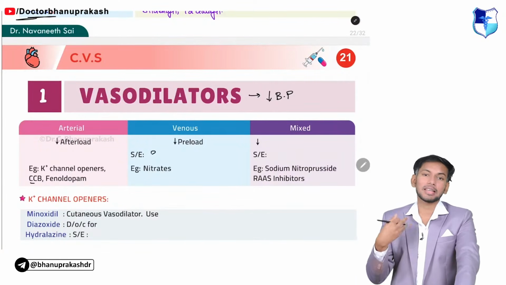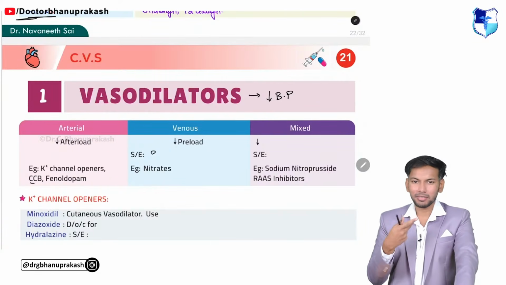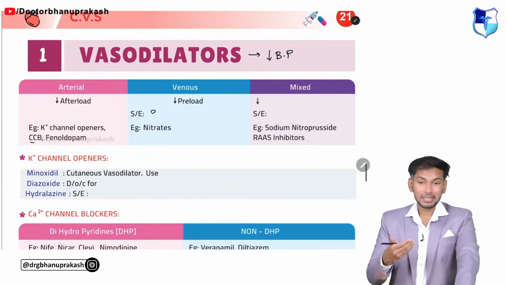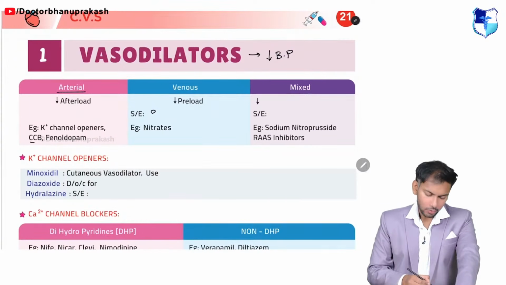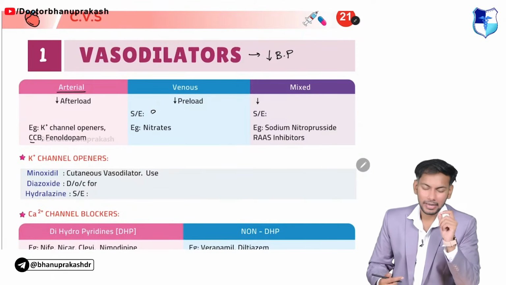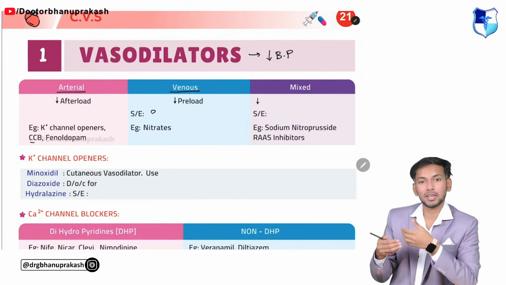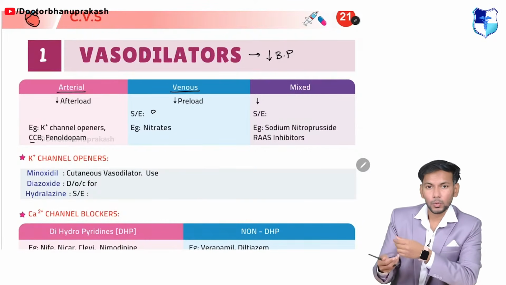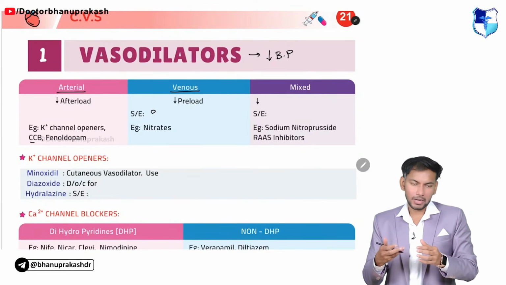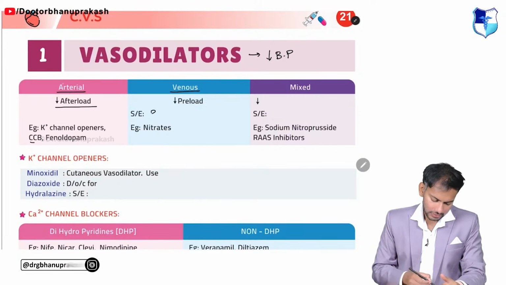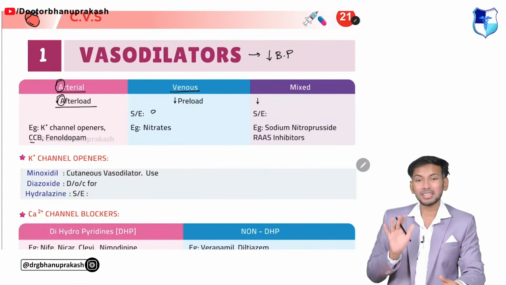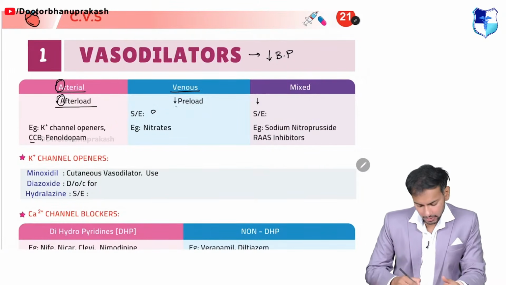Now we have three kinds of vasodilators because we have different vessels in the body. If it is dilating the arteries, they are known as arterial dilators. If it is dilating the veins, venous dilators. If it is dilating both of them, these are mixed dilators. If you are causing arterial dilation, it will decrease the afterload. Easy to remember, A for A. If it is dilating the veins, it will decrease the preload.